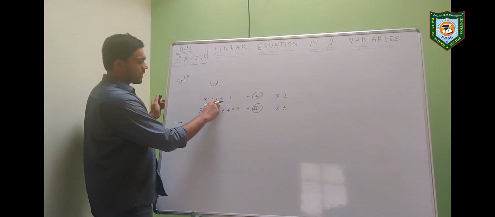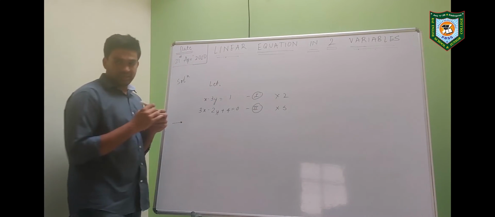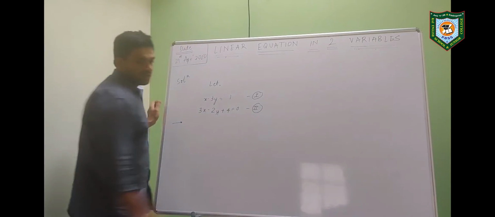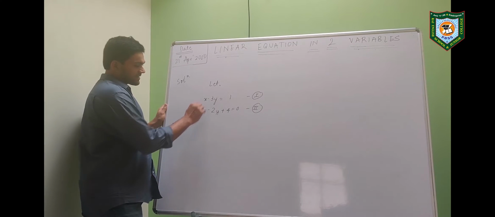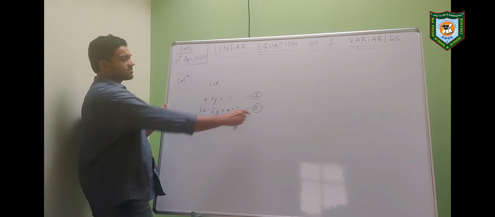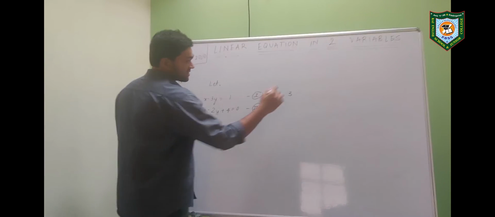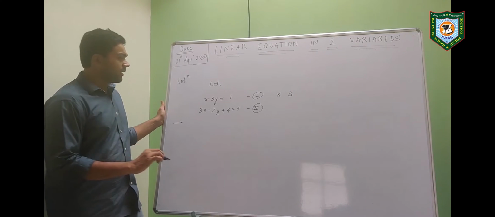Only then I'll get 6y here and 6y here. So I need to do two multiplications. Instead, let's see another case. If I try to bring the coefficient of these two of x the same, all I need to do is multiply equation 1 by 3, and then I can simply avoid one extra calculation. This is how we save time in exams.